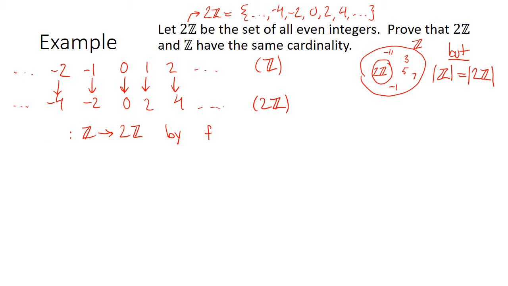Okay, so this should have just been f here. So the formula is going to be just 2x. So I'm just doubling the inputs, and then that'll always give me an even number as an output.